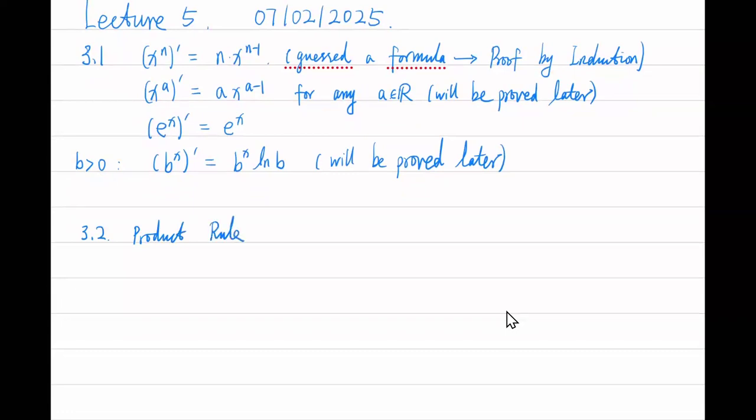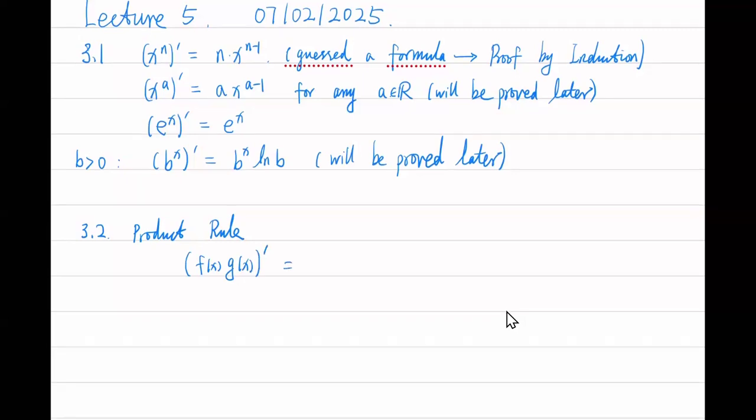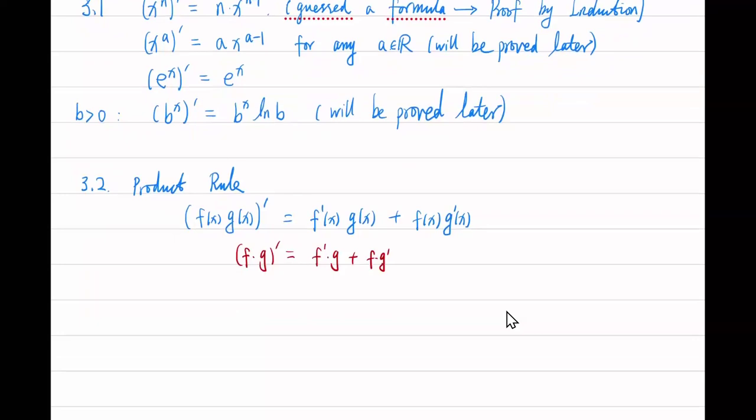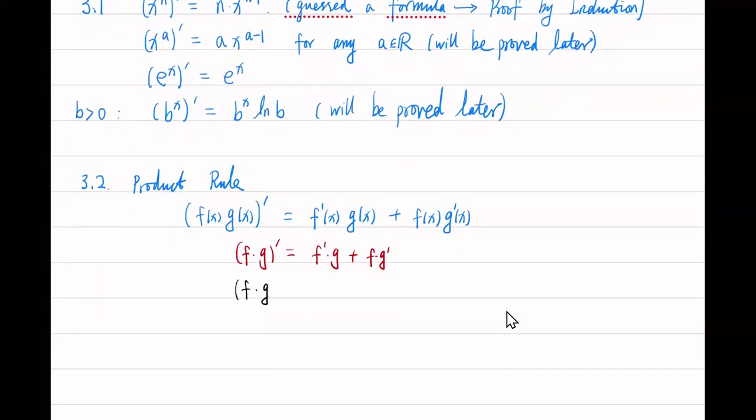It's about the derivative of products. The product of two functions is a new function, so the derivative is a little bit complicated. Sometimes we use the short notation: the derivative of fg is f derivative g plus f g derivative. That means the same thing. We have to emphasize that the derivative of the product is not the product of the derivatives.